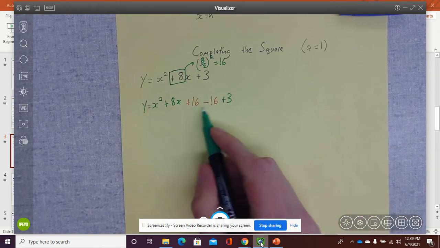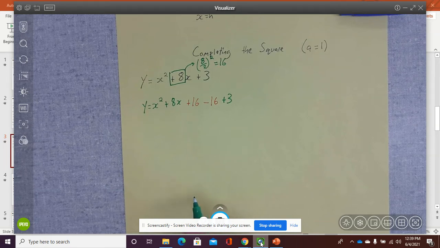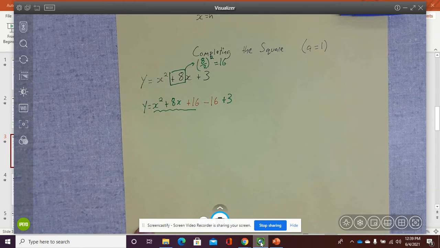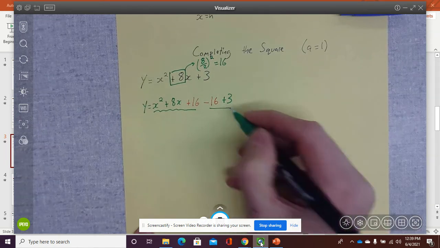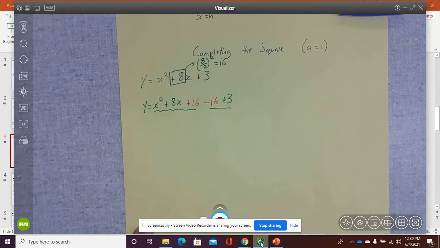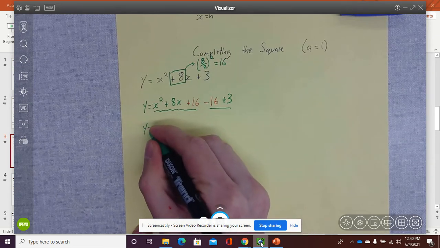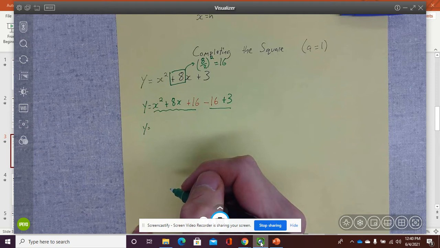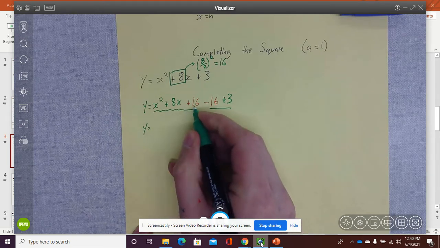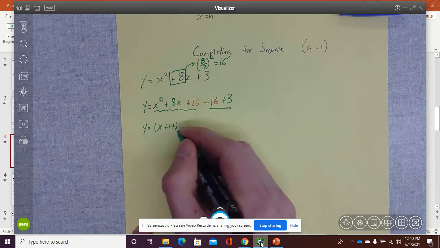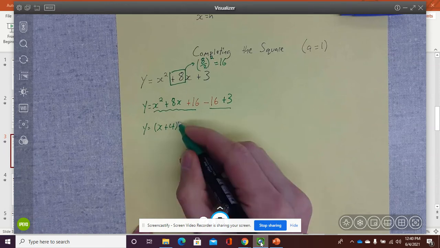Why did I do that? Why did I add and take away the same number? It doesn't seem to do much. Well, what I can now do is I can factor the first 3 terms and then just collect the last 2. Those are like terms. So I'm going to factor the first 3 terms. What are 2 numbers that multiply to 16 and add to 8? Well, 4 and 4. 4 times 4 is 16. 4 plus 4 is 8. So I have x plus 4. It's just a simple trinomial. And then I have x plus 4 again, so I can just say it's x plus 4 squared.